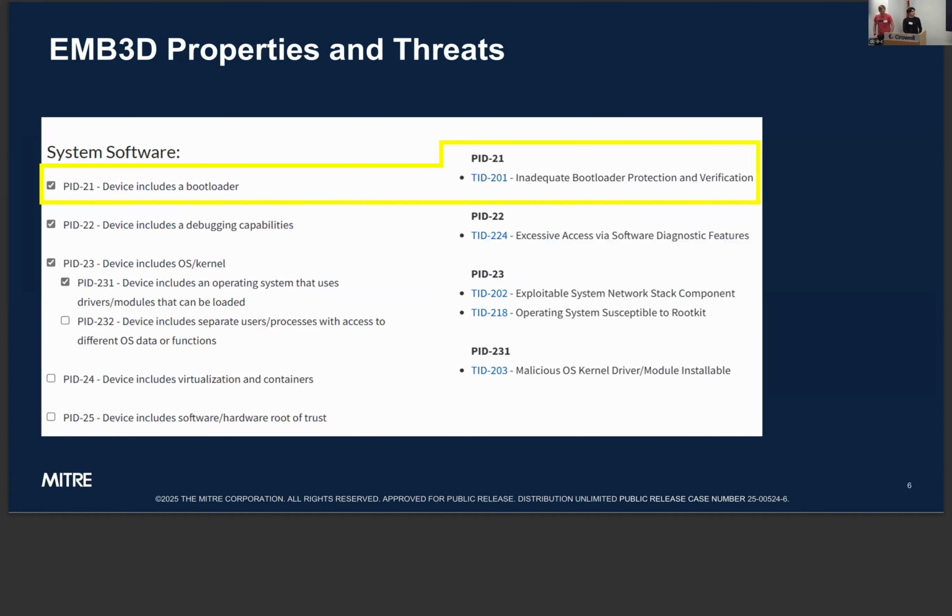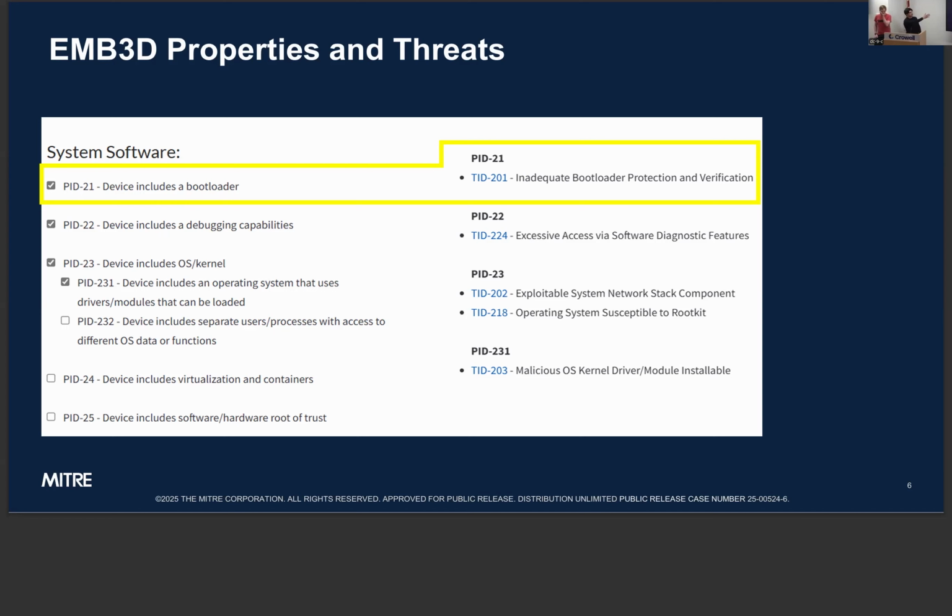Another way you can see threats is through the properties mapper. So this is a bunch of checkboxes split up into those 4 categories. That just consist of properties such that if you have a property, you might be exposed to a threat. And if you don't have a property, you're likely not going to be exposed to those correlated threats. If you don't have a web server running on your device, you don't really have to worry about web server threats. So in this case, we're going to focus on your device having a bootloader, which it very likely might, and the threat correlated with that, which in this case is 201, inadequate bootloader protection and verifications.